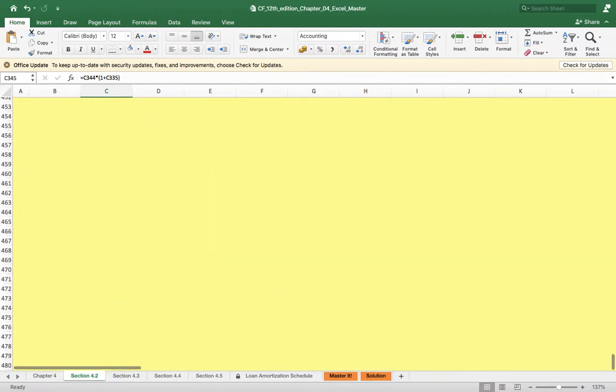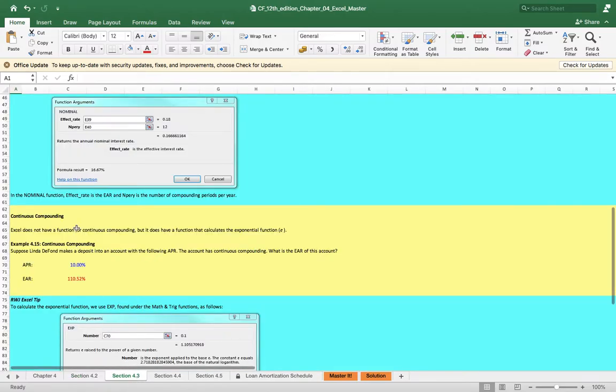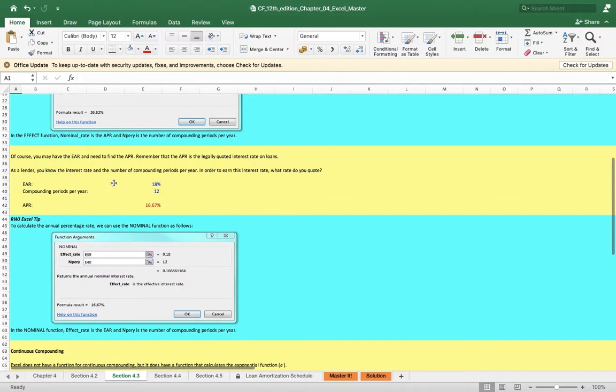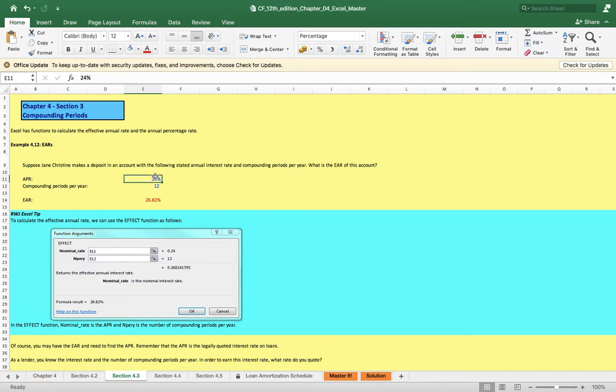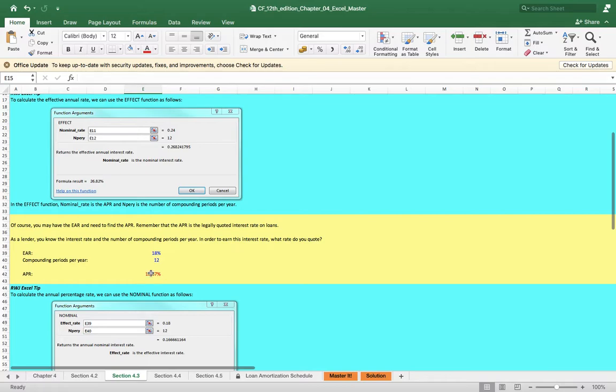So hope it is clear. You can see the other functions like 4.3 also. APR, EAR being calculated. See, APR is given. Compounding periods is given. You can calculate the EAR with the formula EFFECT. So with the EFFECT formula, you can easily calculate the EAR. Where is this EFFECT? It asks you a nominal rate, that is the APR, and the compounding is 12. Enter. EAR is 26.82%.